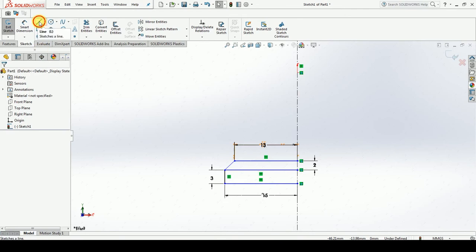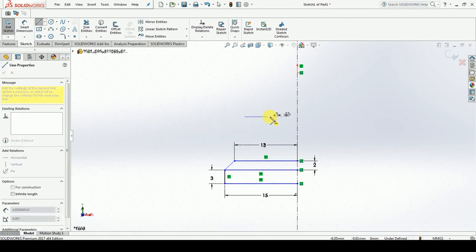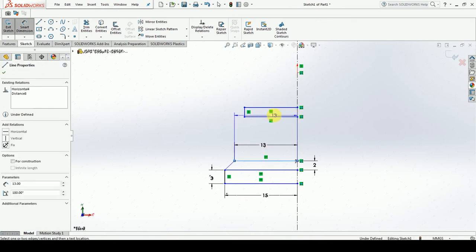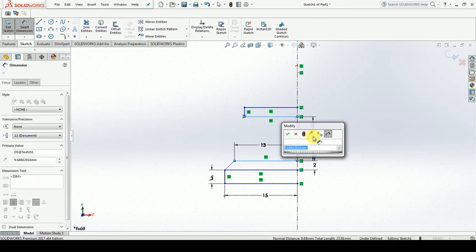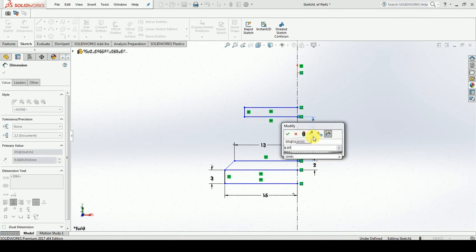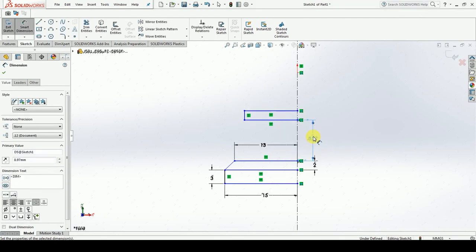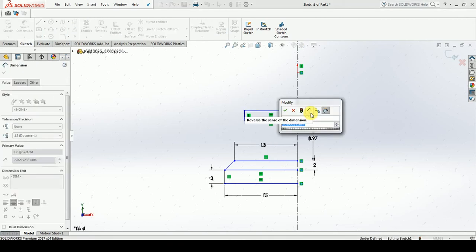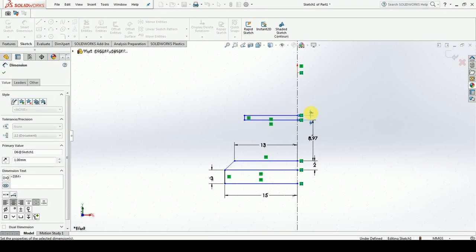Now draw another line horizontally ending at the center line, a little vertical line, and then again a horizontal line ending at the center line. Then the vertical dimension of these two lines is taken as 8.97 millimeter, and the vertical dimension of these two lines is taken as 1 millimeter.